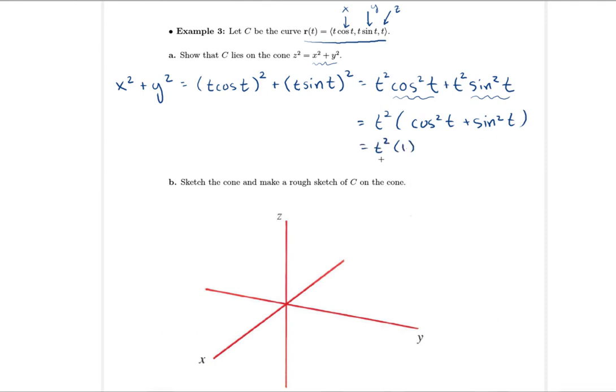Okay, but now what do we know? We know t is equal to z, so this is equal to z squared. So what I've been able to do here is show that this space curve obeys the relationship x squared plus y squared equals z squared. All right, so that's all I need to do to show it. Now, it might be nice to actually graph this and see it visually.